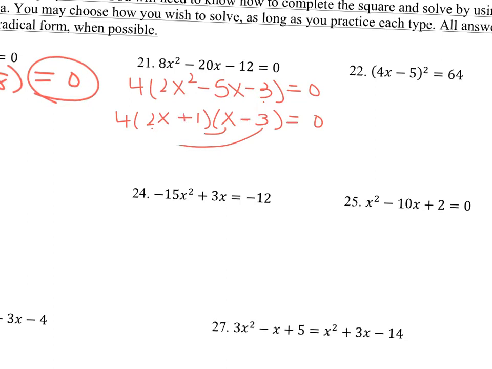So now I'm going to solve. So I'm going to split up every factor. I have 4 equals 0, which doesn't work. And then I have x equals negative 1/2 and x equals 3.